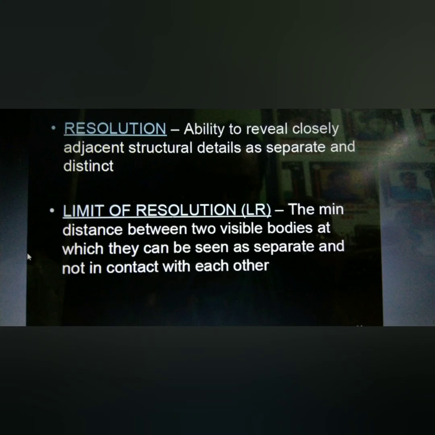Now what is resolution? Resolution is a very important function of this. It is the ability to reveal closely adjacent structural details as separate and distinct. Next comes the limit of resolution: the minimum distance between two visible bodies at which they can be seen as separate and not in contact with each other. All this dictates how clearly we can observe a particular specimen under the microscope.